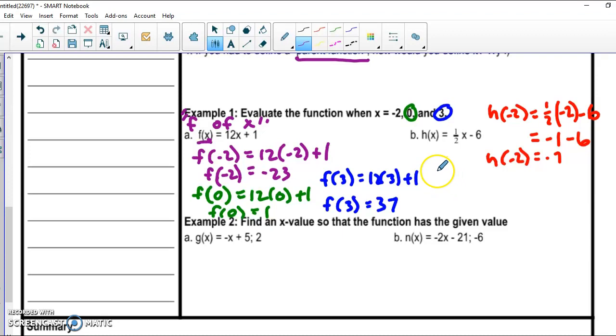Now if I want to find h of 0, then I put 0 in for x, and I find that 1/2 times 0 is 0. 0 minus 6 is -6.